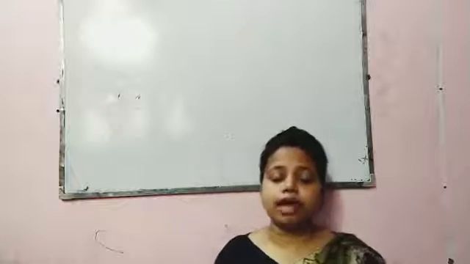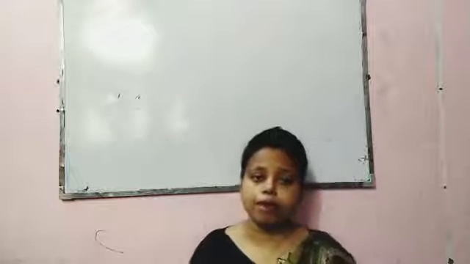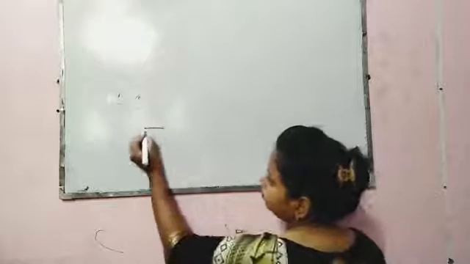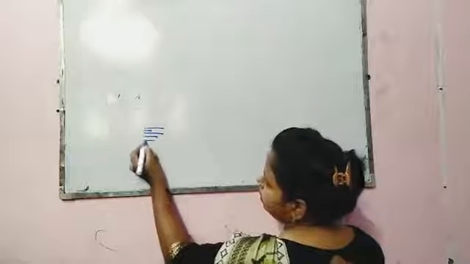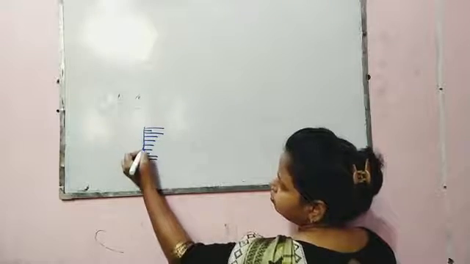So, in this situation, what will we do? We will use the alignment. There are 4 types of alignment: right alignment, left alignment, center alignment, and justify alignment. What is the work of left alignment? If you want to write properly in an equal manner from the left side, then you use left alignment. Means it is not clear from the right side, but it is clear from the left side.